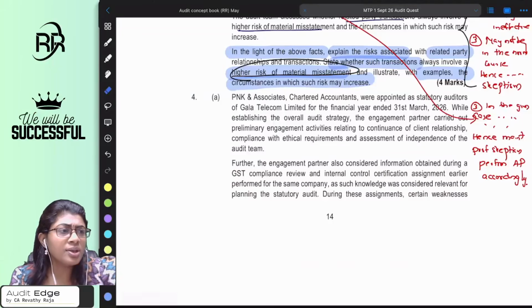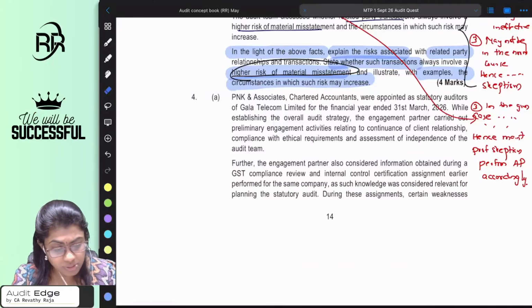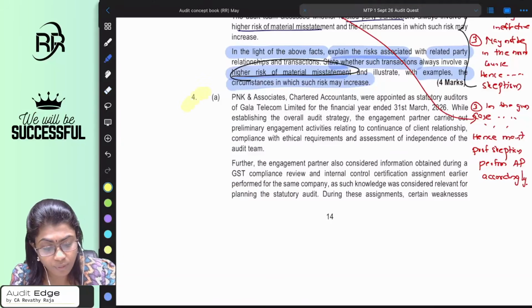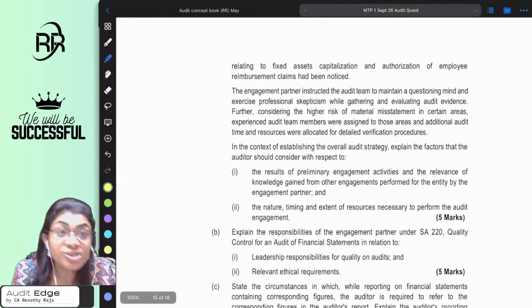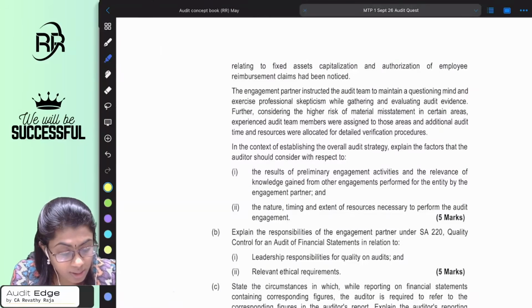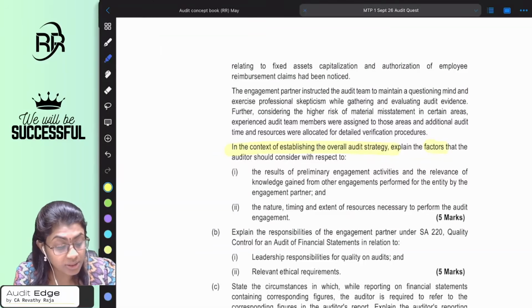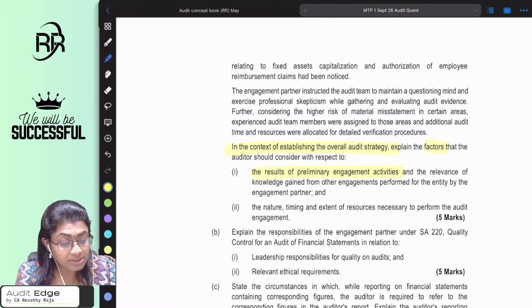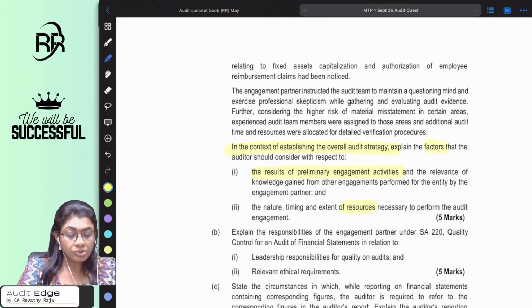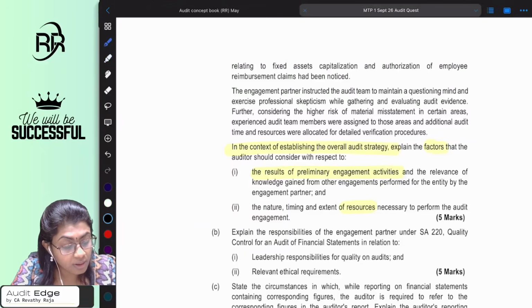Let's quickly proceed to the next question, which is question number 4. As usual, let's read the last part. In the context of establishing the strategy, explain the factors that the auditor should consider with respect to the preliminary engagement activities and the relevance gained from other engagements performed for the entity by the engagement partner, and the nature, timing, and extent of resources. So, as you have heard, it is relating to the audit strategy.